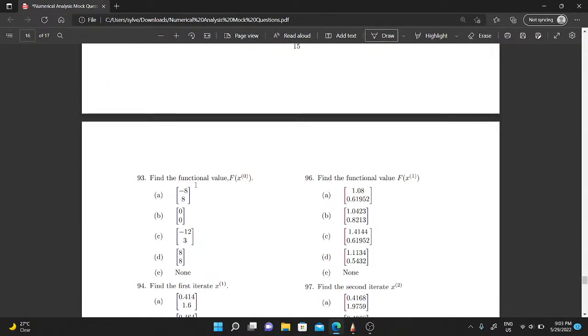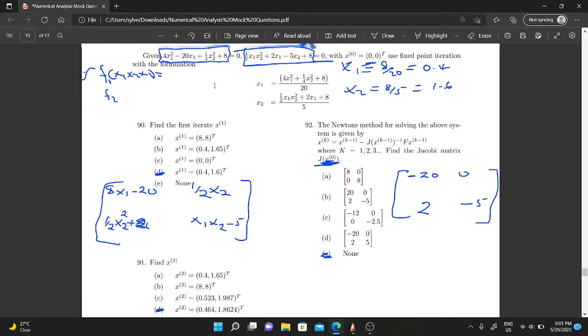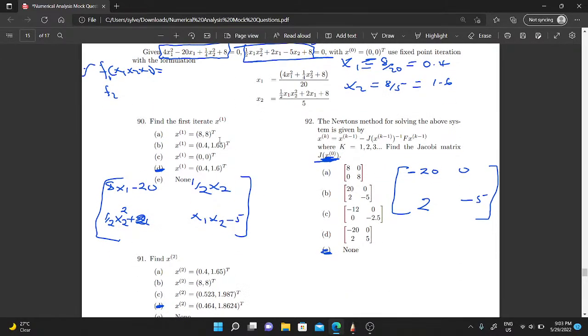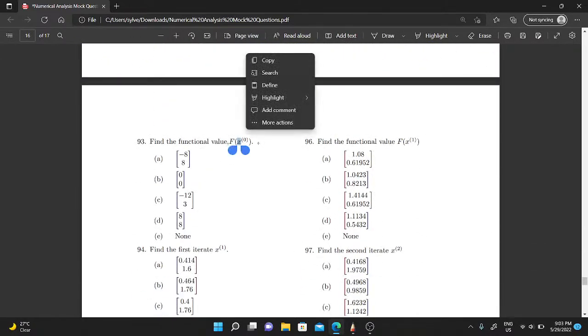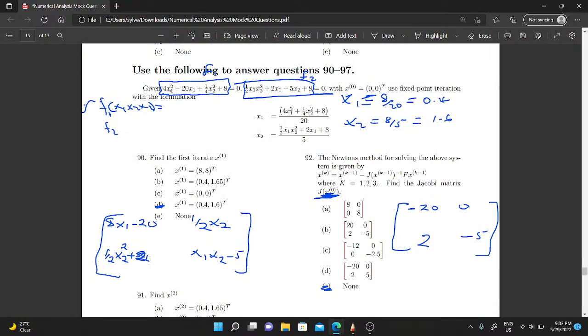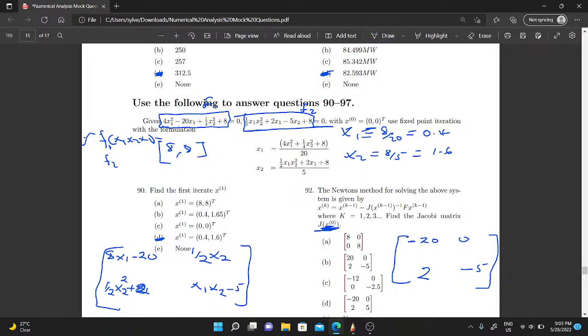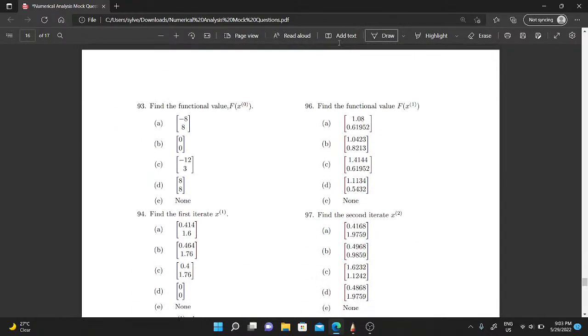Now you're supposed to find the functional value. Functional value F. So I've told you that our F is F1, F2. So it's a vector. This is F1, this is F2. All you have to do is put your initial solution inside. So if I put 0, 0 here, and 0, 0 here, that means I'll get an 8 for the first term. I also get an 8 for the second term. So this is my F of X naught. 8, 8, which is option D.